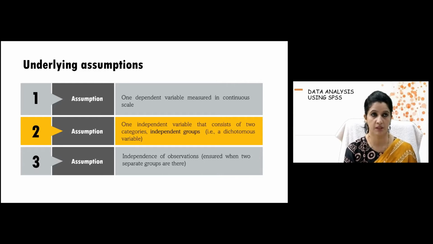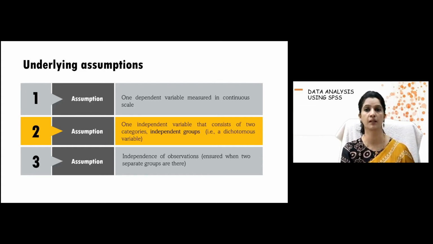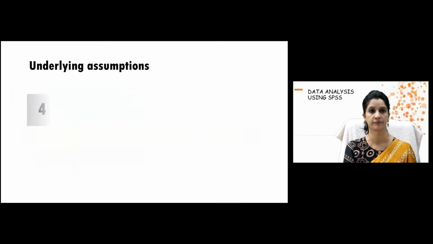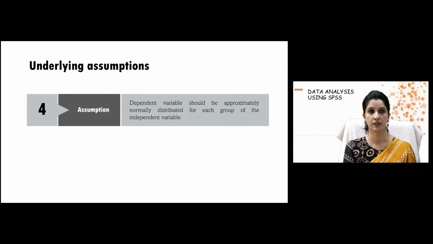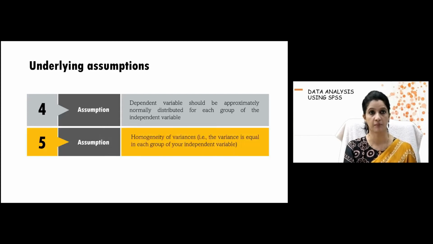The third assumption is that there should be independence of observation. In the chi-square, we have seen that independence of observation means that the two groups are different, and if you have counted one person in one group, we will not count the same person in the other group. That is what we mean by independence of observation. The other underlying assumption is that the dependent variable should be approximately normally distributed for each group of the independent variable.